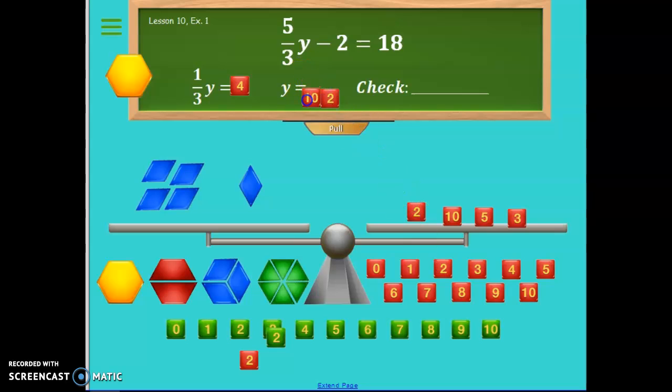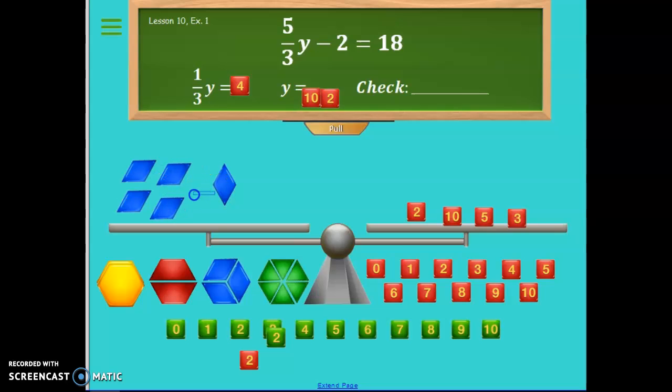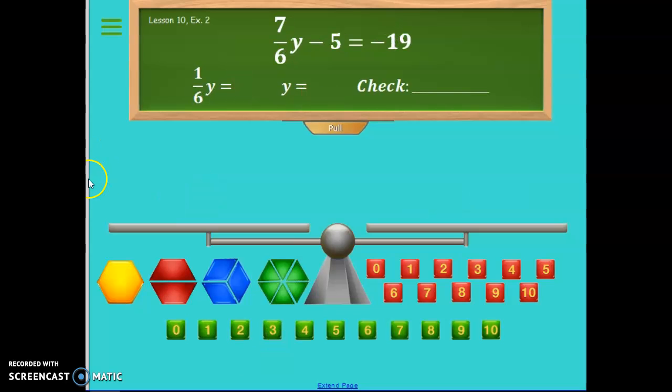We're going to go ahead and go back to the original physical setup, which we already have, and we're going to check it. So this is 4, 8, 12, 16, and 20. And this is 5, 3, 8, 18, and 20. So 20 equals 20, and we have a balanced system. Let's go ahead and try our next example.